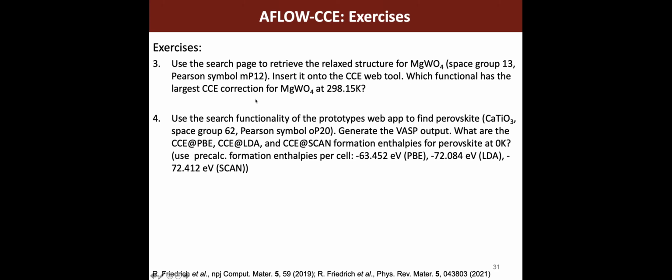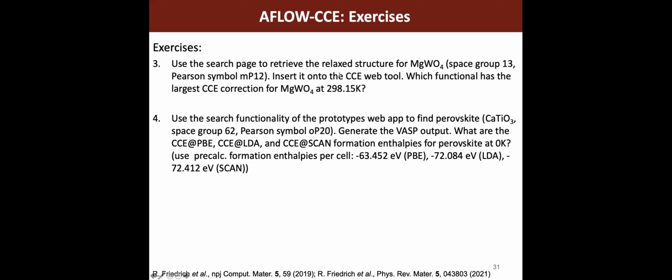In the second example, you should use the search functionality of the Prototypes web app to find the perovskite that Dr. Hicks showed yesterday, with space group 62 and Pearson symbol oP20, and then generate the VASP output. Then you can use this VASP output in the command line together with these pre-calculated DFT formation enthalpies to calculate corrected formation enthalpies based on the options that I outlined before.